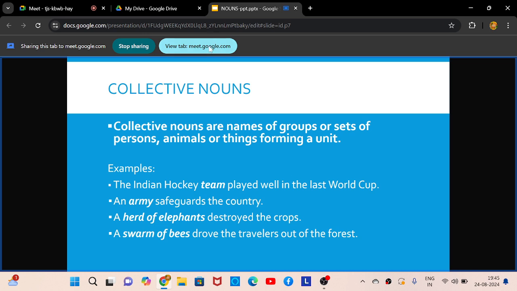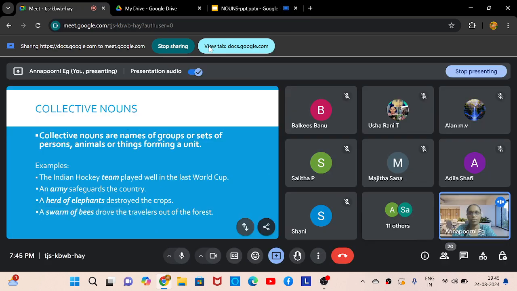Before going on, I just wanted to know whether you are clear with proper nouns, common nouns and material nouns. Are you clear with that? You can just give me a thumbs up. Either you can comment in the comment box or you can give a thumbs up. If you want, you can also use the chat box.